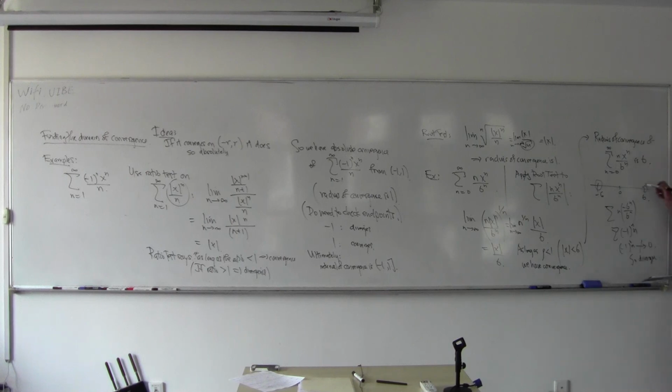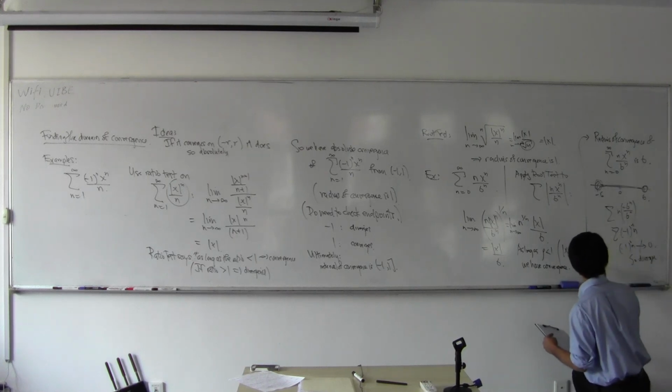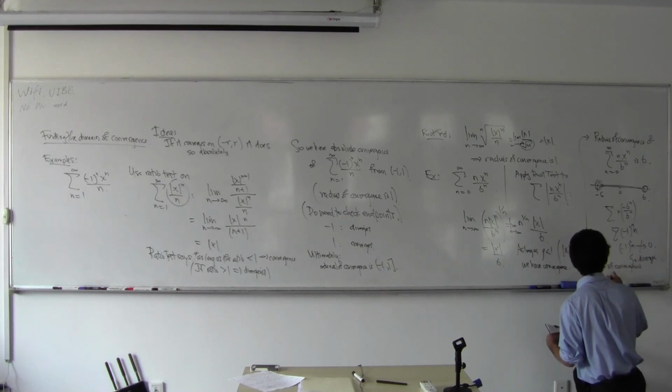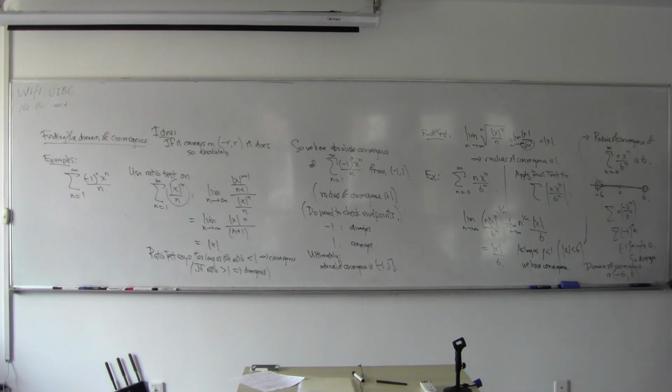Okay, so what does that tell us? That tells us that these guys are out, right? And the actual domain of convergence is between negative 6 and 6. Neither endpoint worked, right? So the domain of convergence is the open interval negative 6, 6.